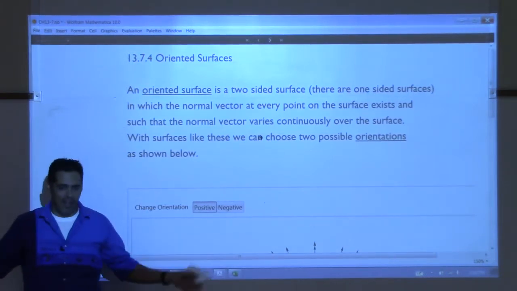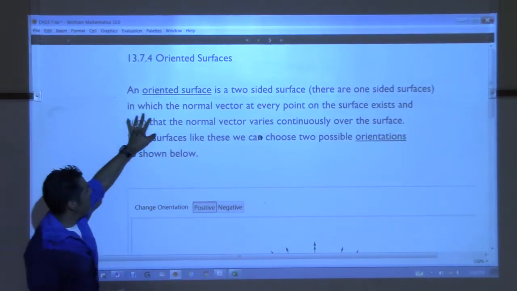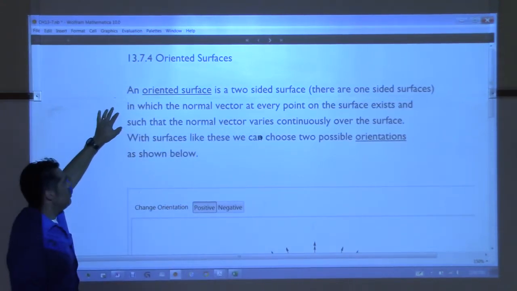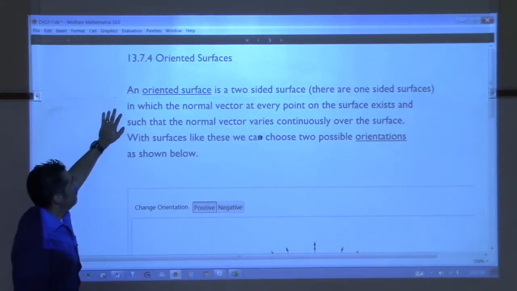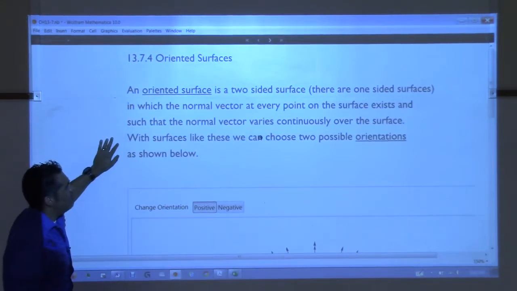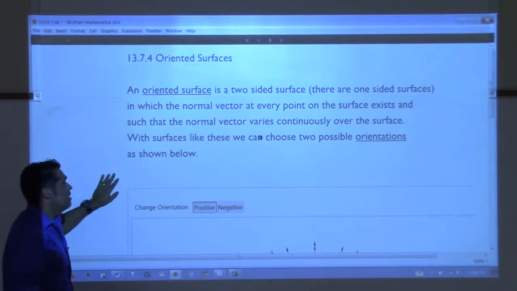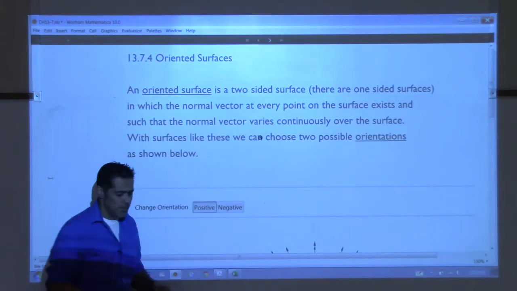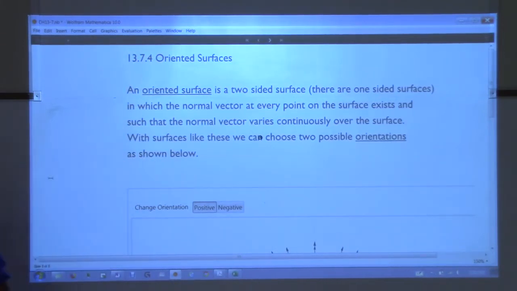We are not looking at this. We are looking at a two-sided surface, all right? So an oriented surface is a two-sided surface in which the normal vector at every point on the surface exists such that the normal vector varies continuously over the surface. With surfaces like these, we can choose two possible orientations. So the main idea here is that you have some surface.